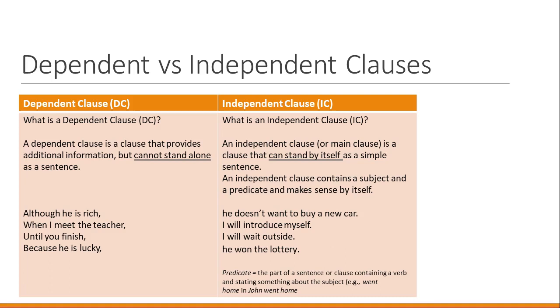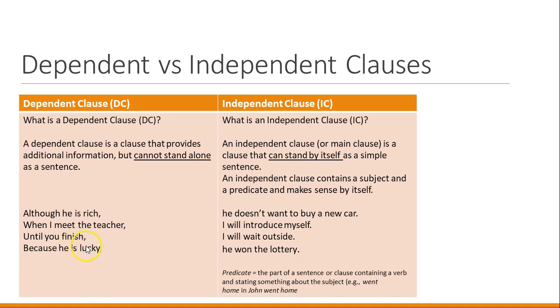In order for us to understand, the first thing we have to know is the difference between dependent and independent clauses. When I say a dependent clause, it means a sentence that cannot stand alone, a sentence that needs a main clause, or a sentence that needs another sentence that has a subject and verb in order for it to be part of that sentence. So if we look at this example, although he is rich, can I just say although he is rich and then not say anything? No. Can I say when I meet the teacher? No. Can I say until you finish and not say anything afterwards?